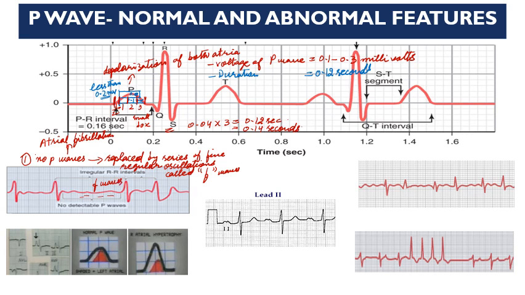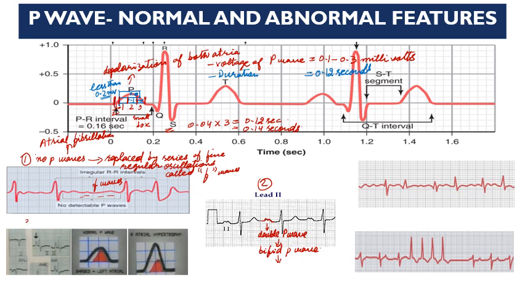Now this is pattern number 2, in which we can see that there is a double P wave, and this double P wave is called bifid P wave, and this bifid P wave appears in certain kinds of arrhythmias or in valvular heart defects.